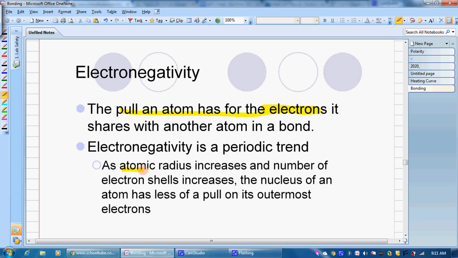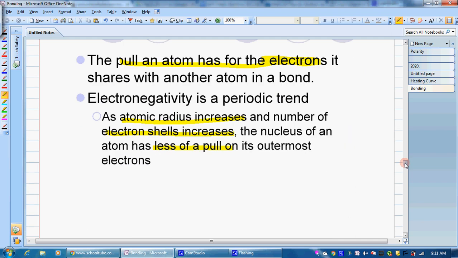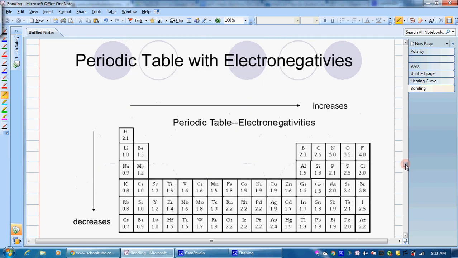As the radius increases, the number of electron shells increases, so the nucleus of an atom has less pull. As we go down, there's going to be less pull for those electrons. Again, a review from last chapter: as we go across, atoms get smaller, so electronegativity increases. Remember, fluorine has the highest electronegativity of anything.